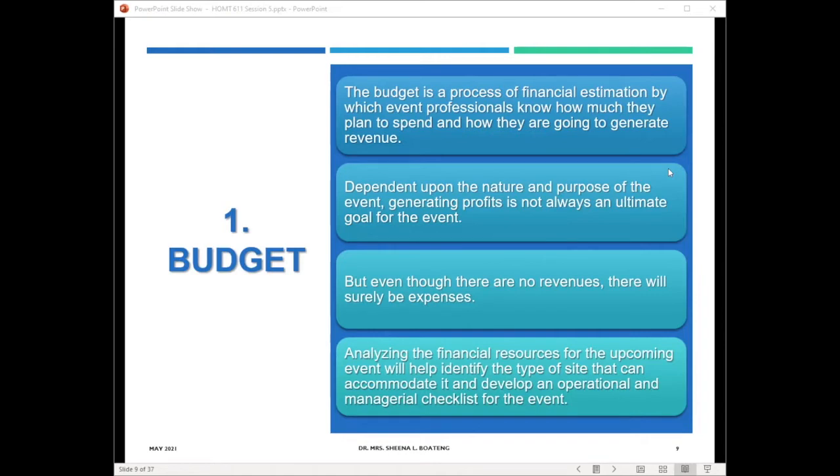So budgeting helps you to analyze the financial resources you have. And in terms of site planning and allocation and selection, identify the type of sites that can best accommodate the budget that you have and what you want to do within that budget in terms of executing the event in question, right? So budgeting is very important in this regard.